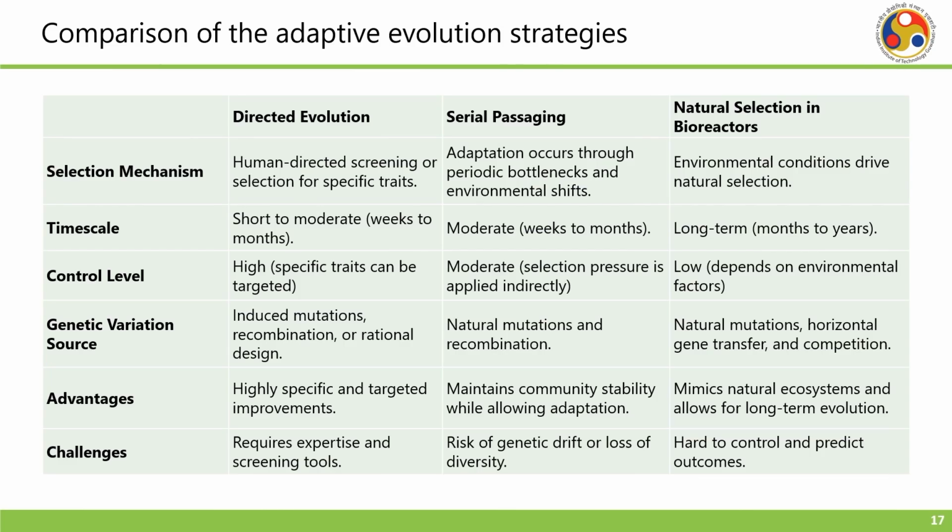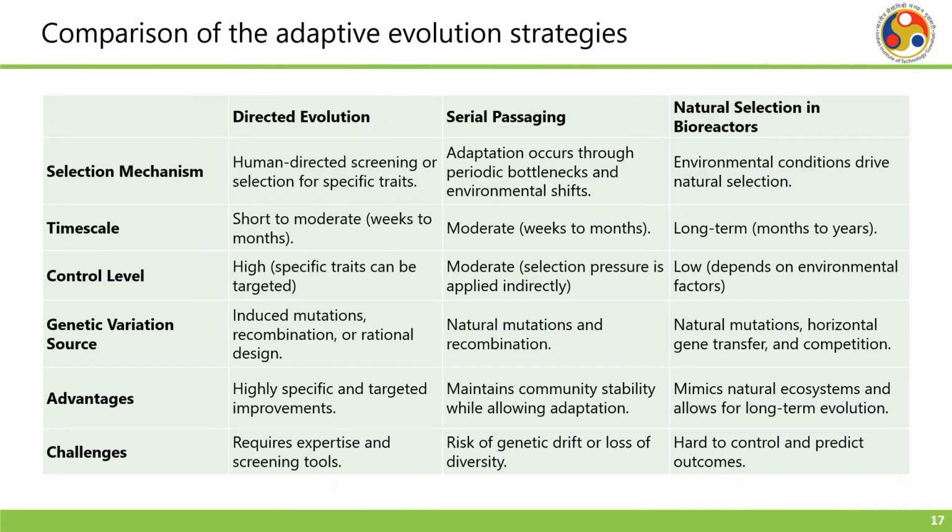So, what are the advantages of directed evolution? It is highly specific and targeted improvements can take place there. Serial passaging maintains community stability while allowing adaptation. Natural selection in bioreactors mimics the natural ecosystem and also allows long-term evolution.